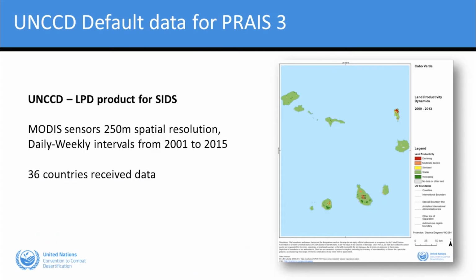In addition to that, the UNCCD Secretariat provided high-resolution land productivity data responding to the requirements from small island developing countries. This data was also delivered to 36 countries. The data was provided using MODIS sensor at 250 meter spatial resolution. It has daily and weekly intervals from 2001 to 2015.